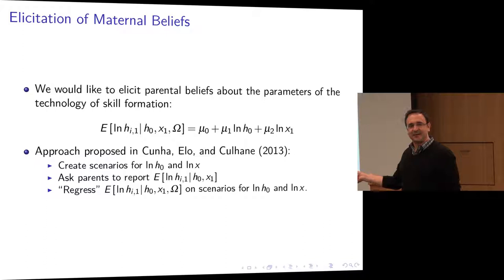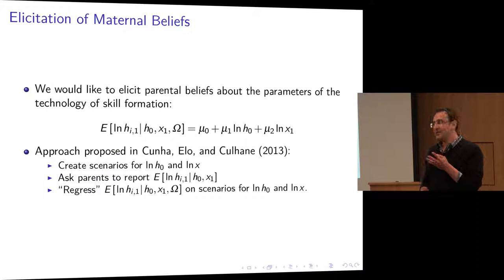And then you change the scenarios and you ask the same items again, and you repeat this several times. You have three parameters that you want to identify for each person, so you need to have at least four questions. You don't want to have only four questions because of measurement error. You want to have more than that.